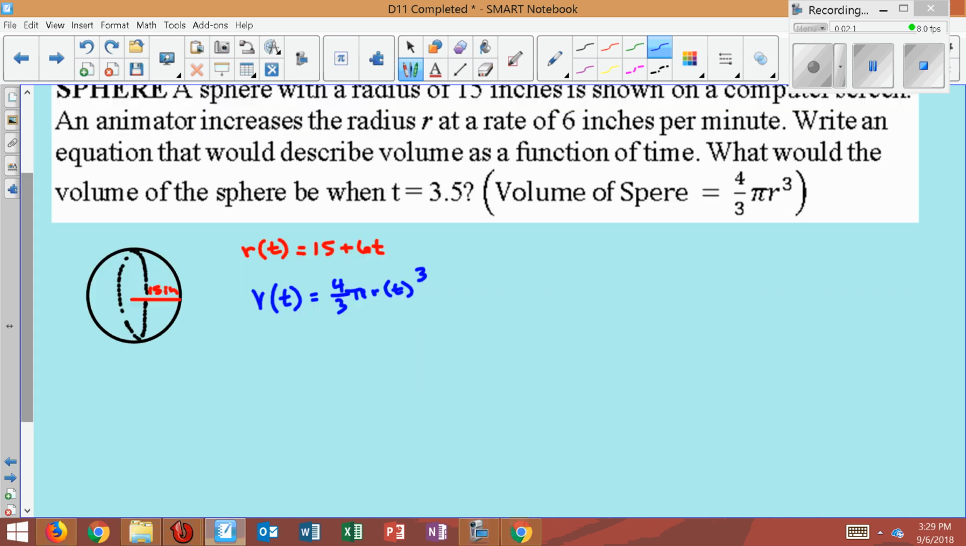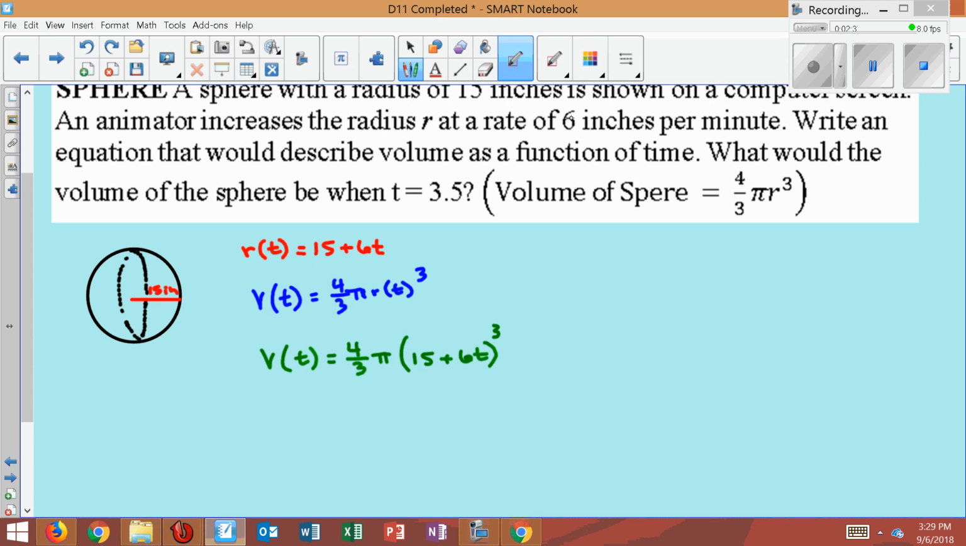We have r of t given there. So I'm going to substitute in and say that the volume of t will equal 4/3 pi times, instead of r, I'm going to replace that with 15 plus 6t, cubed. And so this is what's called a composite function. It's a function inside of another function. Now this could be our equation, and granted we could work this out and multiply everything, but I don't really feel like going through all that, so I'm just going to leave it in this form. But that would be one answer.